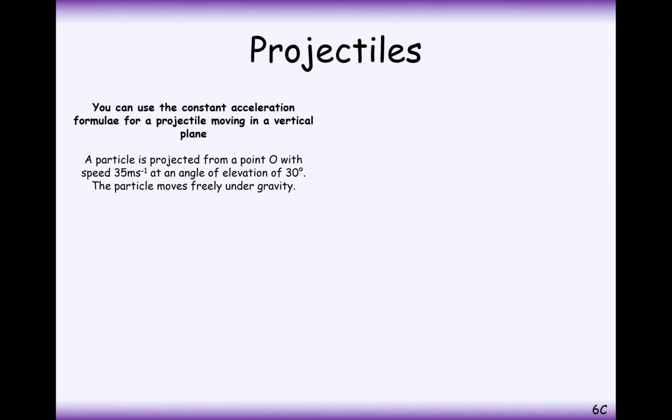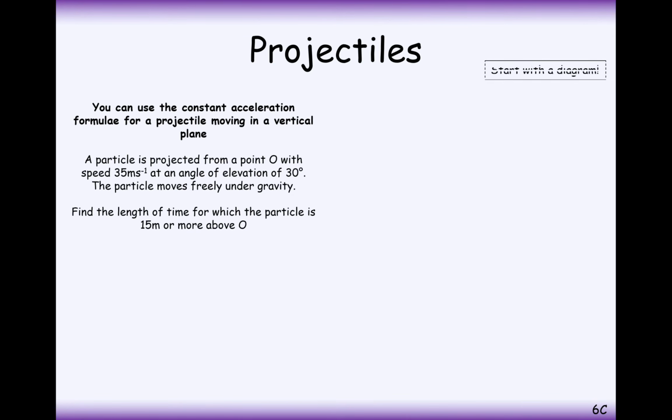Okay, so moving on to a new question now. A particle is projected from a point O with speed 35 meters per second at an angle of elevation of 30 degrees. The particle moves freely under gravity. Find the length of time for which the particle is 15 meters or more above O.